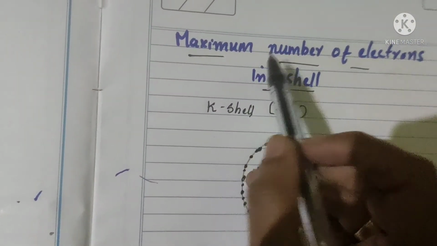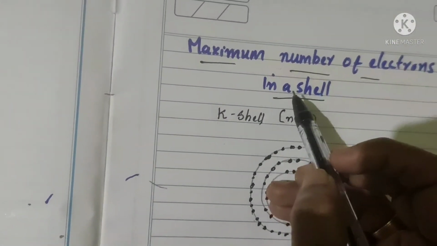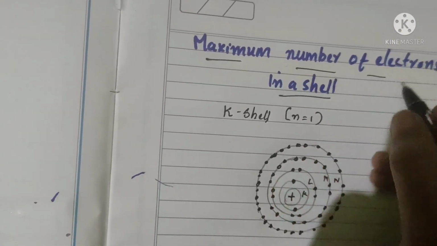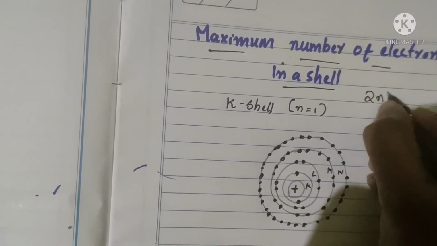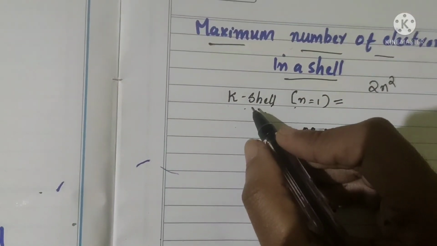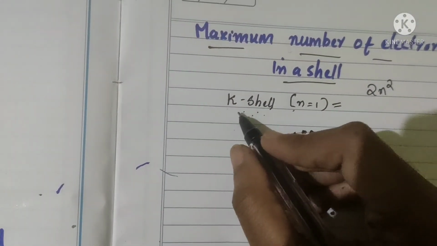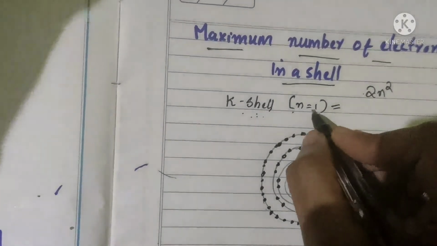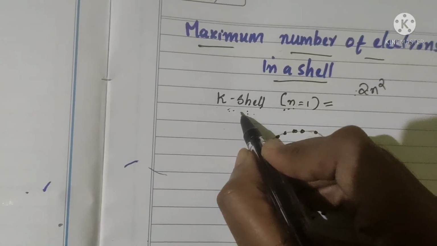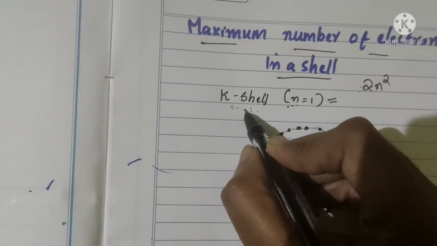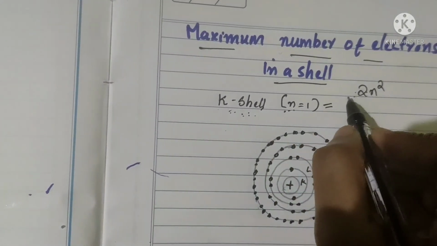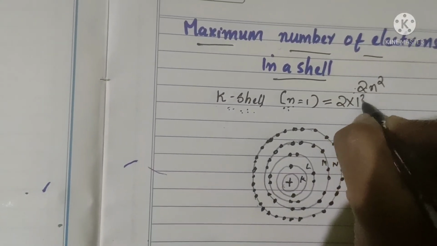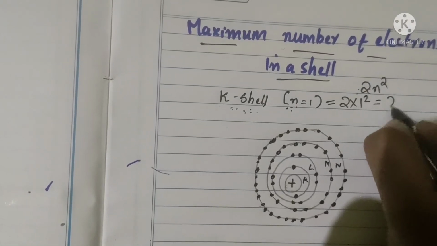And what is the maximum number of electrons in a shell? The maximum number of electrons which a shell can accommodate is 2n square. Then the maximum number of electrons which can be accommodated in the K shell, where n equals 1, is 2 into 1 square, which is equal to 2.